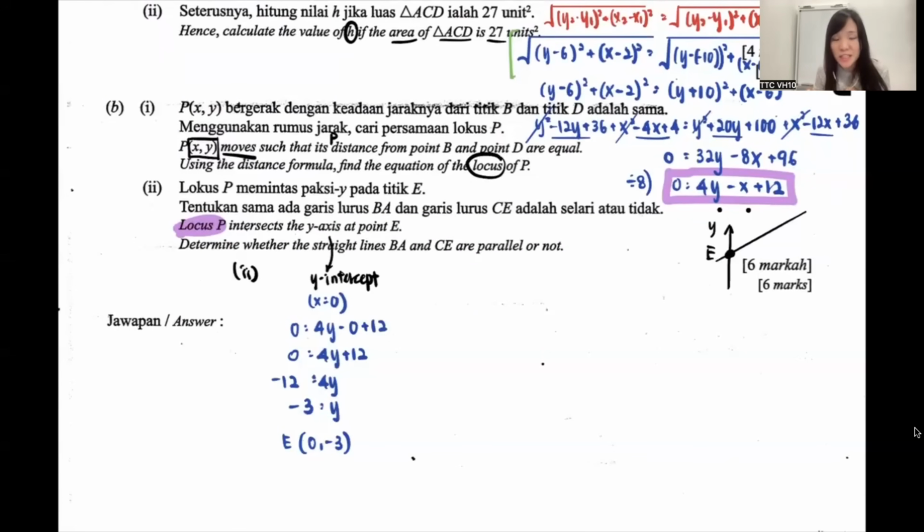Now they say determine whether the straight lines BA and CE are parallel or not. So now, to determine whether they are parallel or not, parallel means what? They have the same gradient. m1 equals m2, because this is how parallel lines look.